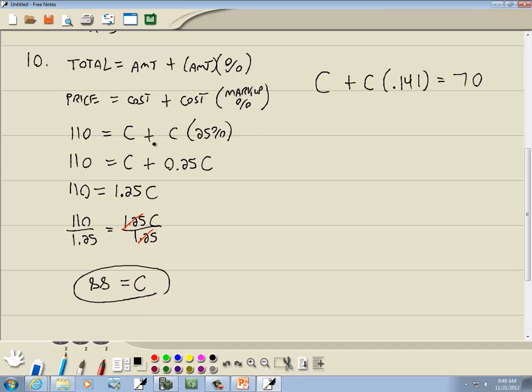Well, it's the same formula you see right here in trying to figure out how to do it. You combine together like terms. This is an invisible 1 here. This would be 1.141C is equal to 70. And then you take 70 divided by 1.141. And whatever that gives you, when you plug it in your calculator, would be the amount you need to put in a computer program.